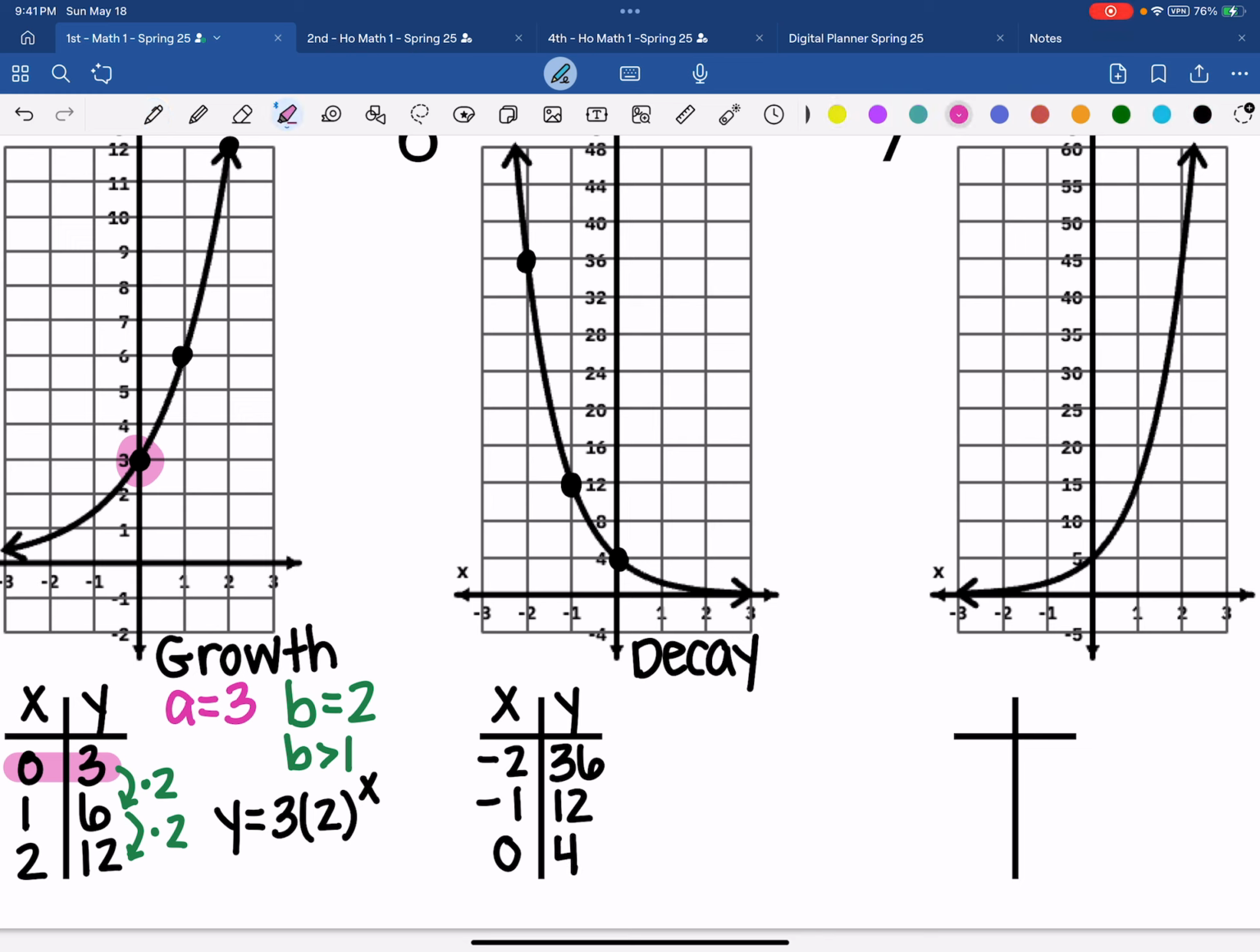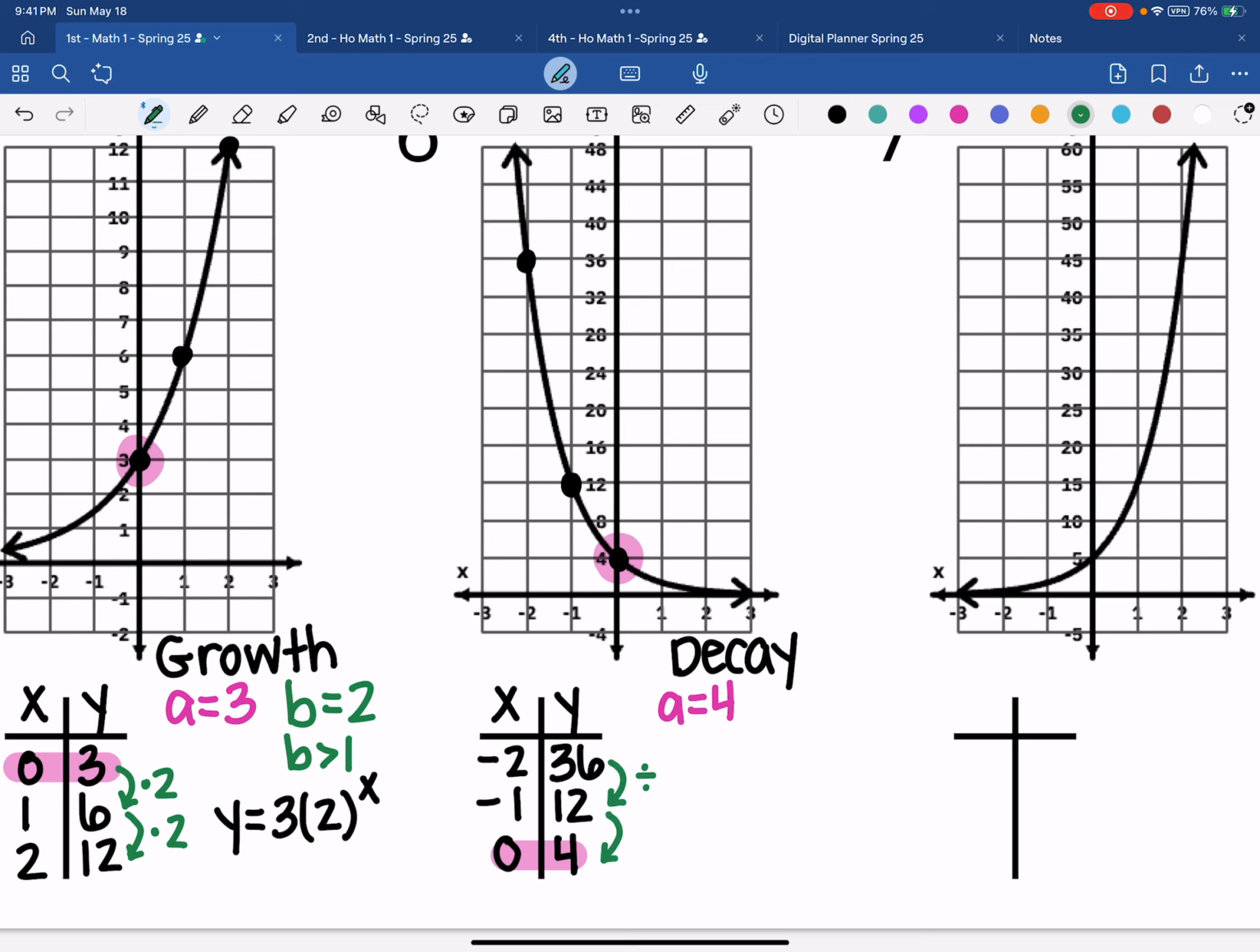So again, my y-intercept is pretty easy to see. That is at a equals 4. You can also see it in the table where x is 0. So then we need to look at the multiplier. So what is our pattern here? So to get from 36 to 12, 12 to 4.